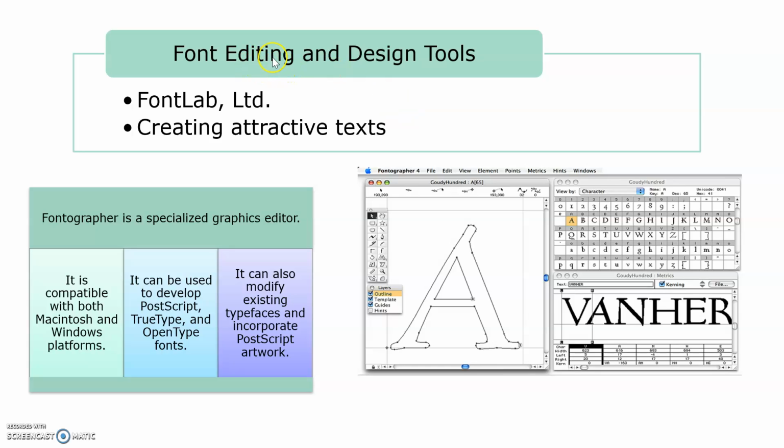So we see the example of the font editing and design tools. First one would be FontLab Ltd, to create attractive text, and this is the example of the Fontographer. It is a graphic editor for font editing, and it is compatible with both Macintosh and Windows platforms. It can be used to develop PostScript, TrueType, and OpenType fonts, and can also modify existing typefaces and incorporate PostScript artwork. So this is the example of the Fontographer.